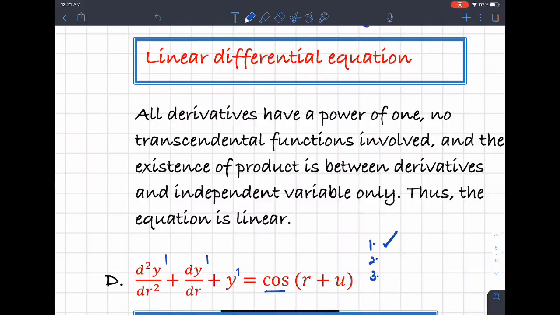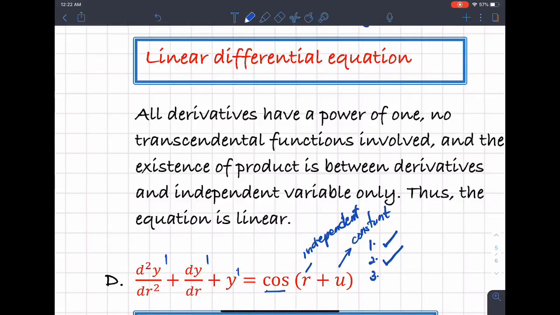But let's take a look. How about r and u? What's the classification of r? r is independent, while u is not a variable, so that is considered a constant. That means even though cosine is a transcendental function, it involves a constant and an independent variable. So that would be okay.